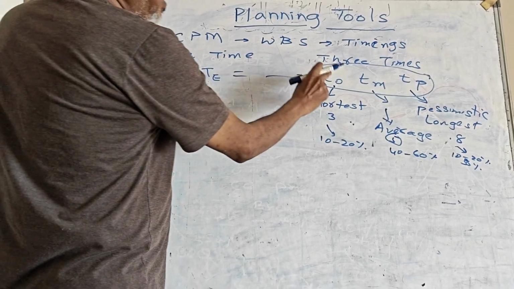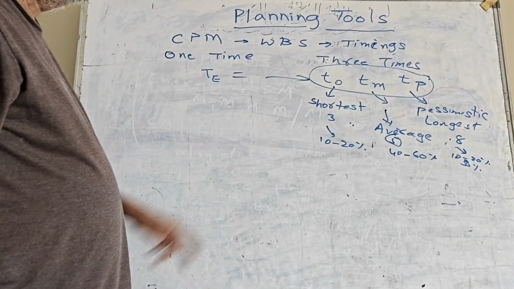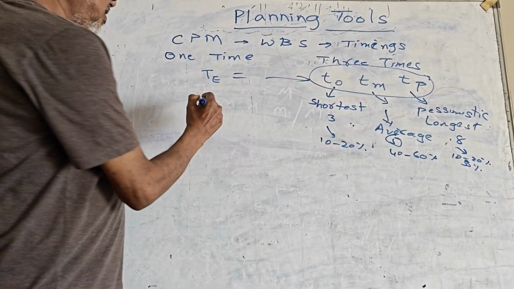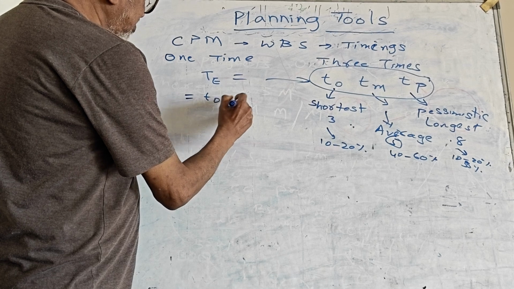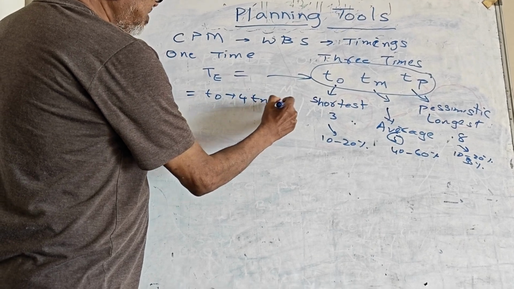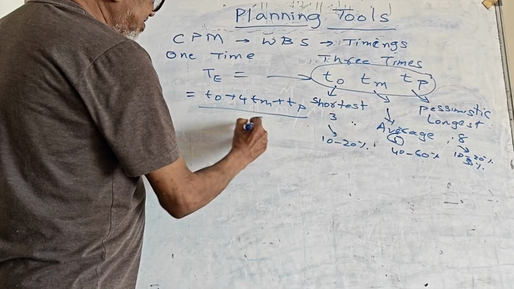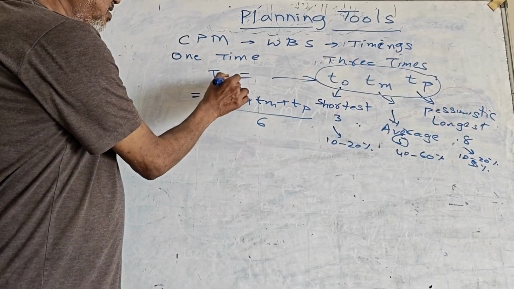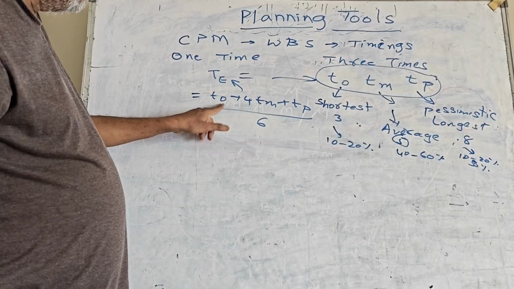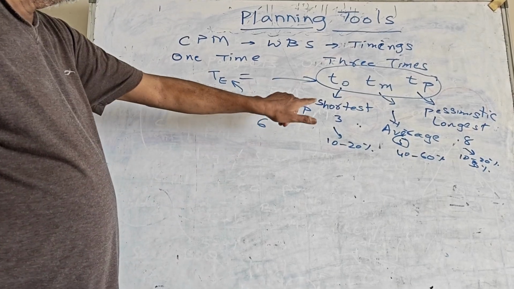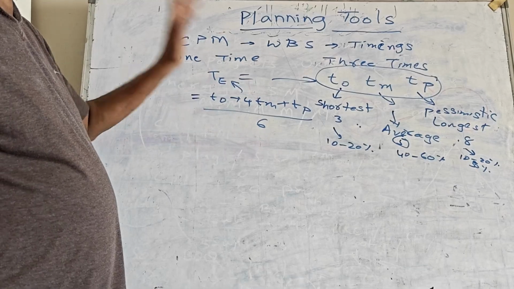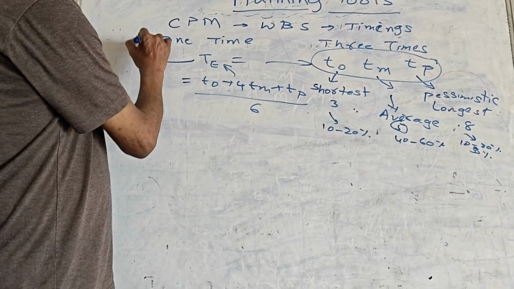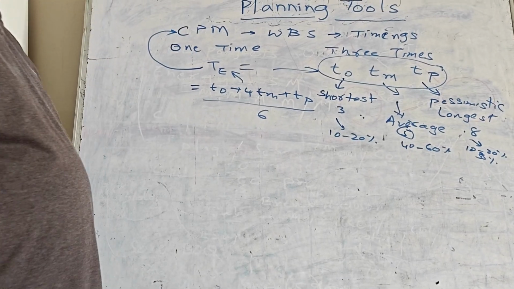So this TE depends on T naught, TM, TP. Using these 3 time estimates, using a formula, TE is equal to T naught plus 4 Tm plus Tp, divided by 6. If you do this, you get the Te. So using T naught, Tm, and Tp divided by 6, you get this time estimate. This is the exact time estimate which we have used in our CPM project.